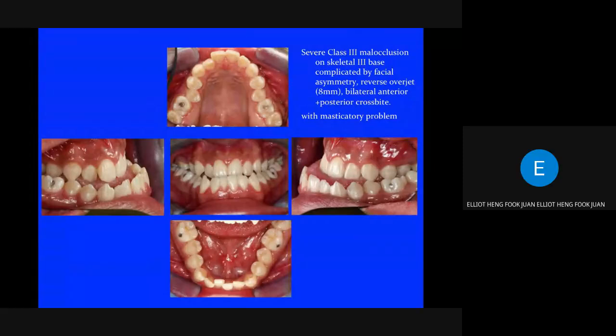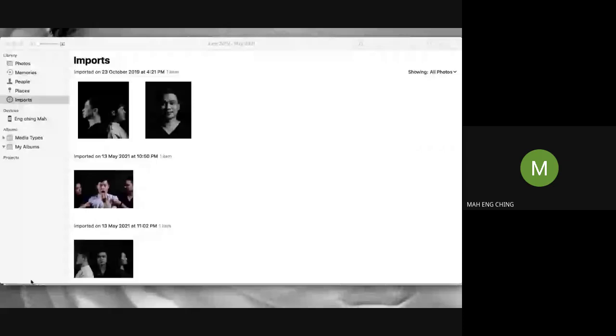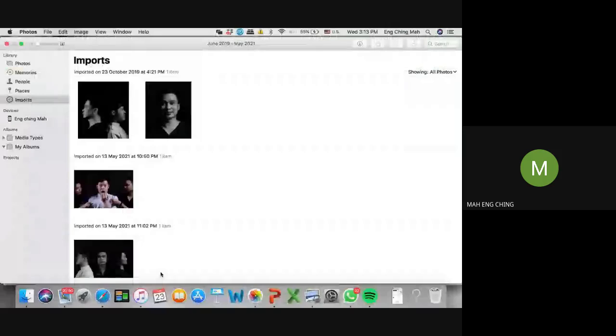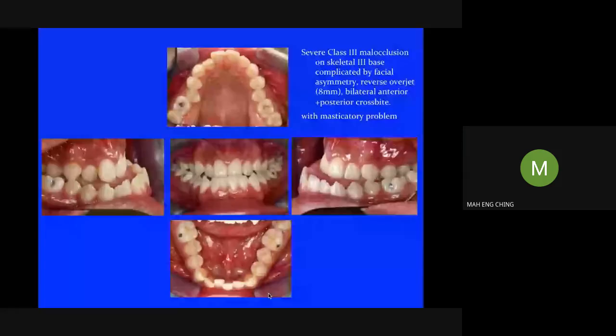Yeah. Eating problem. So if without this eating problem, what score you get? Let's say without this masticatory problem, then what's the score you get? 4B. Yeah, 4B. So if there are no problem, then we give them 4B. A problem, we give them 5M. Okay.